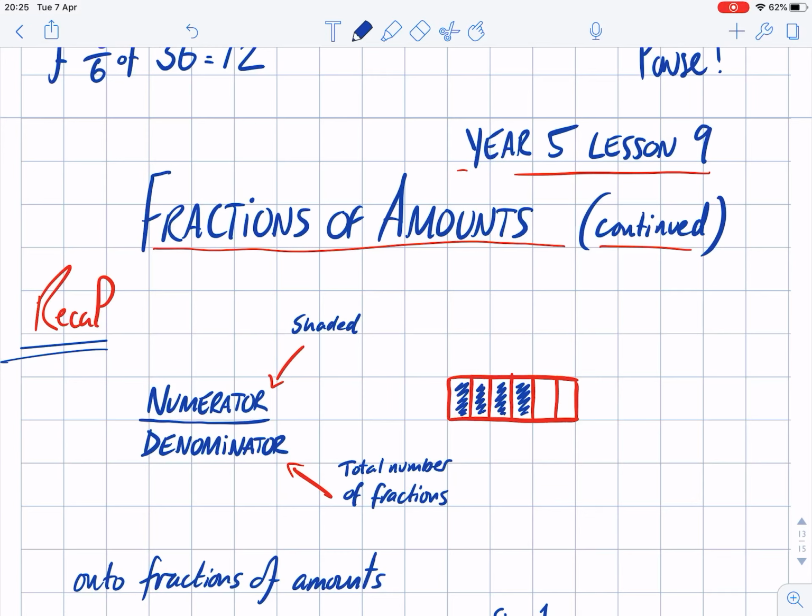Okay then, year 5. So we're going to be carrying on with our fractions of amounts that we did yesterday. All right, so let's just have a little recap before we go on to solving some problems. So you can see here on the left-hand side, I've written numerator and denominator.